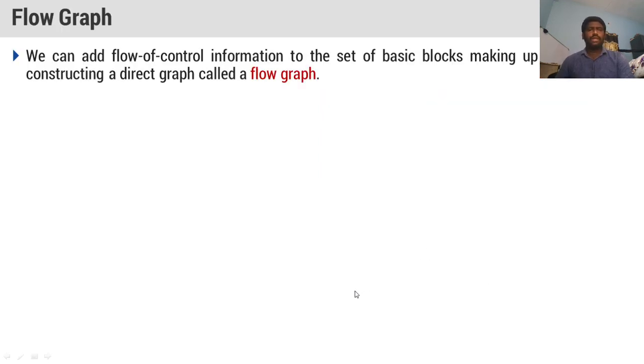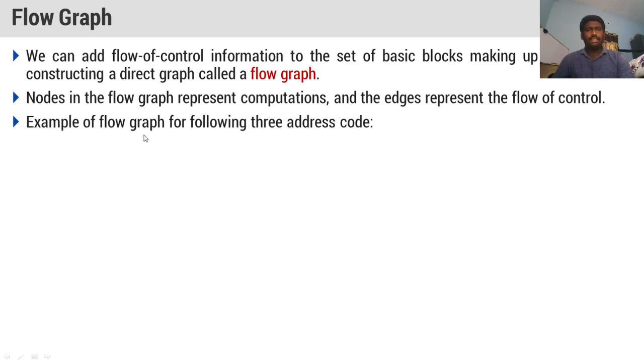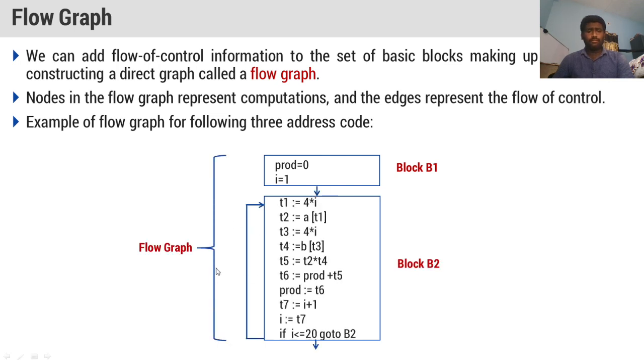Next we are going to look at what is a flow graph. A flow graph adds the flow of control information to the set of basic blocks making up a program by constructing a directed graph called a flow graph. The nodes in the flow graph represent computations, and edges represent the flow of control. For the example of a flow graph for the following 3-address code, we have basic block 1 and basic block 2, and the entire thing is considered as a flow graph.